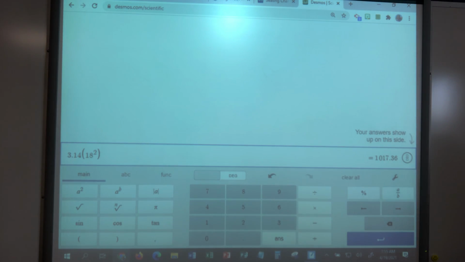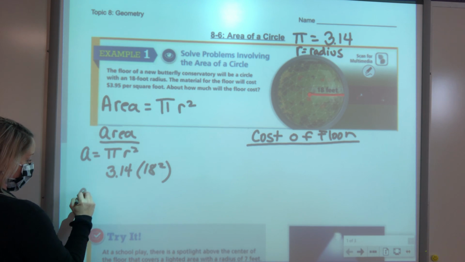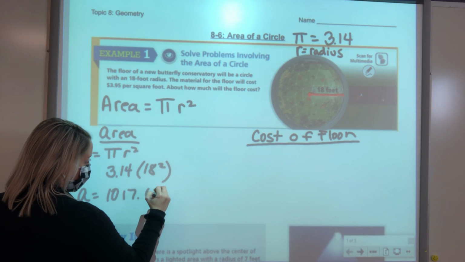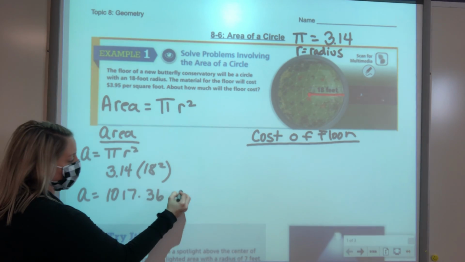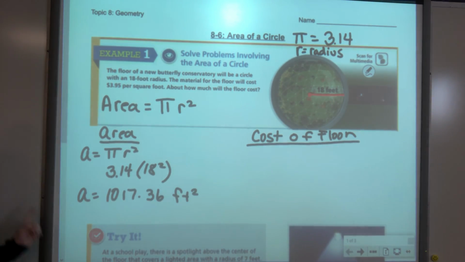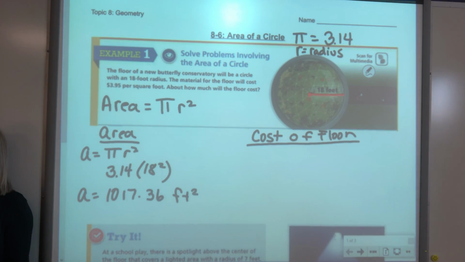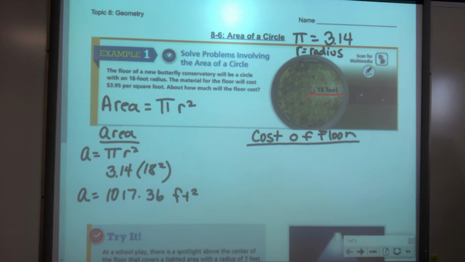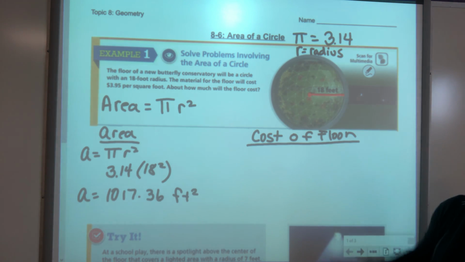Everyone got that? Okay. So now that we know the area, the measurement is feet. And anytime we have area, we need to make sure it's feet squared. Because what we've done is we've multiplied two measurements together: 18 feet by 18 feet. 18 times 18, and then feet times feet. So we get feet squared. So now that we know the area of the floor of our butterfly conservatory is 1,017.36 square feet, we now need to calculate the cost.